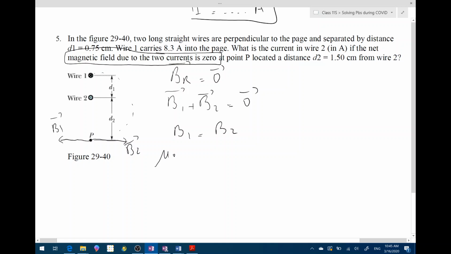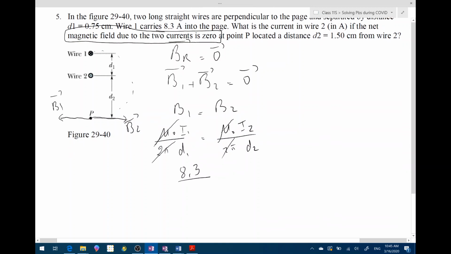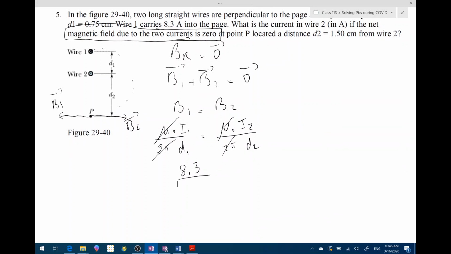And the magnitude of the magnetic field created by a wire carrying a current is mu0 over 2 pi I1 over D1, which should be the same as mu0 over 2 pi I2 over D2. If we just eliminate those, we end up having I1, which is given as 8.3, over D1. D1 is the distance that separates wire 1 and the point in question, point P, so it's 0.75 plus 1.5. Be careful, those are in centimeters. We can leave them.